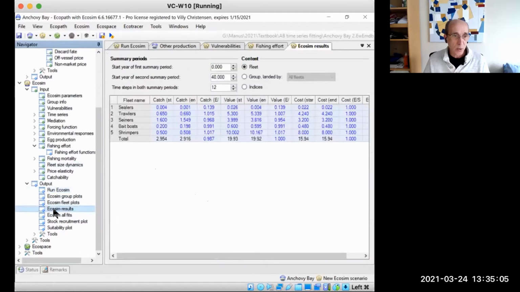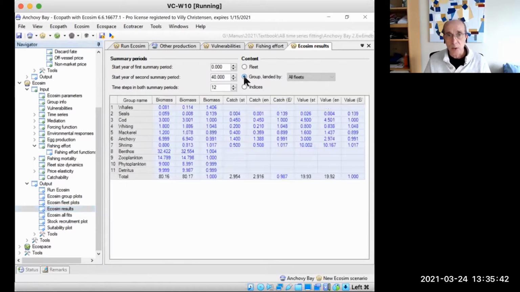But for now we can do that much simpler by going to Ecosim output, Ecosim results. There's a neat table here that gives you, for 2 time periods, a first and a second period, a summary over 12 time steps, so over 1 year by default. And by default it takes the first year and the last year. In this case we're running 41 years, so it takes year 0 to 1 and year 40 to 41. So year 0 and year 40. And you have here catches, start, catches, end, and the ratio, value, start, end, ratio, cost, start, end, ratio.